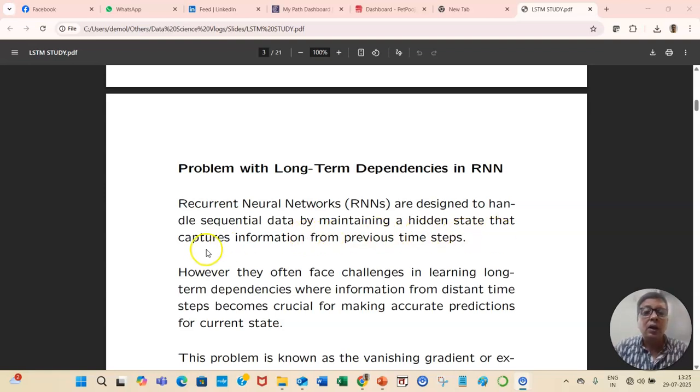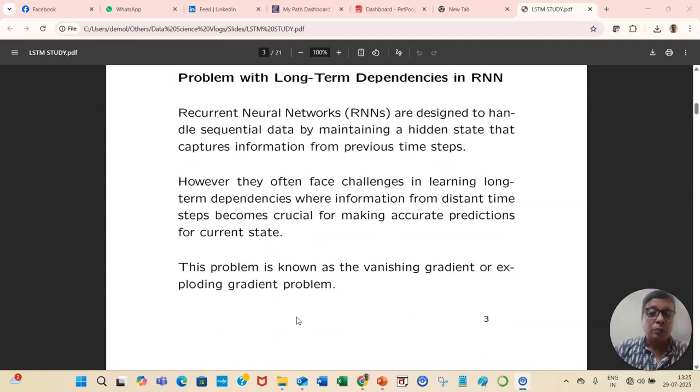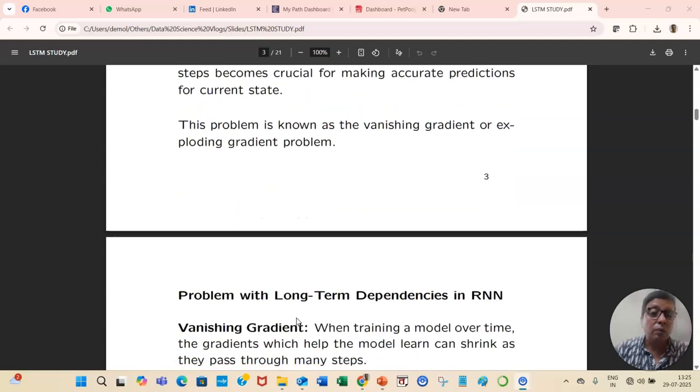manipulating a hidden state that captures information from previous time steps. However, they often face challenges in learning long-term dependencies, where information from distant time steps becomes crucial for making accurate predictions for the current state. The problem is known as the vanishing gradient or exploding gradient problem.